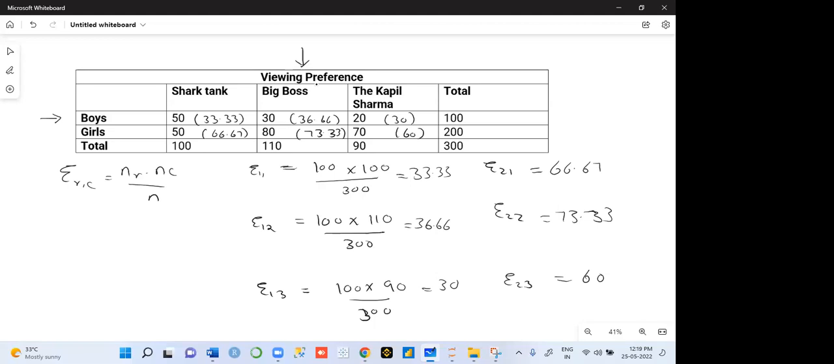So it should be 66, right? The second row is 200, you know? So this is the second row, R2. So 200 into C1, 100. So here 200 was not taken, everywhere. Just cross check the question, we did it properly.